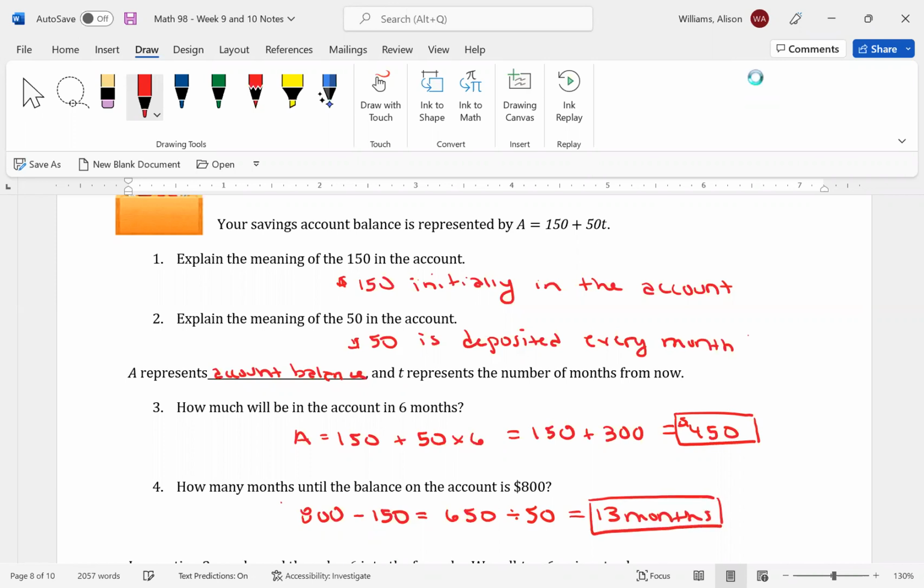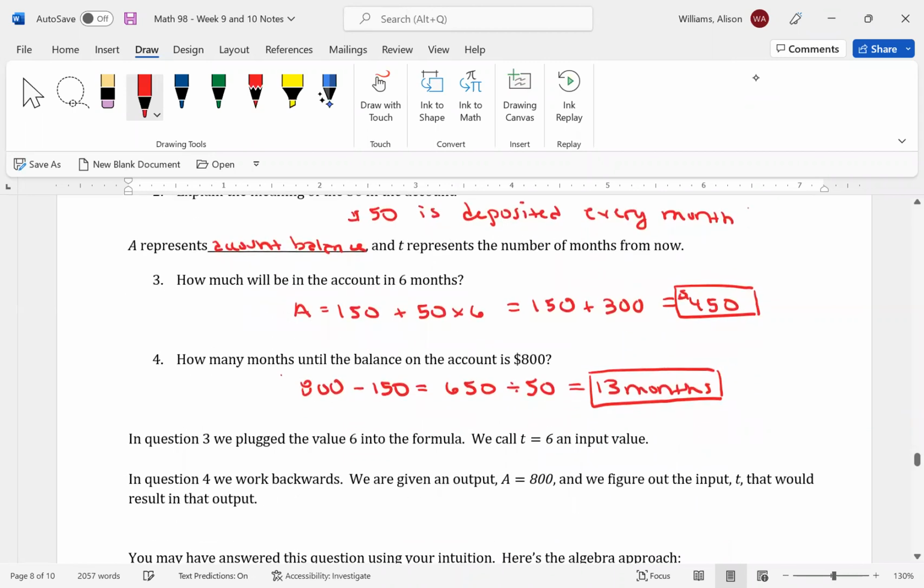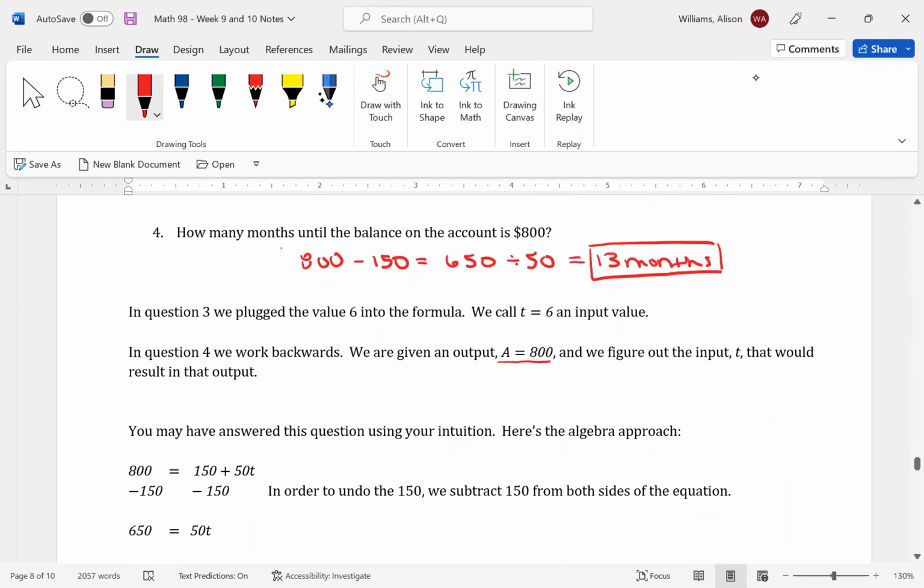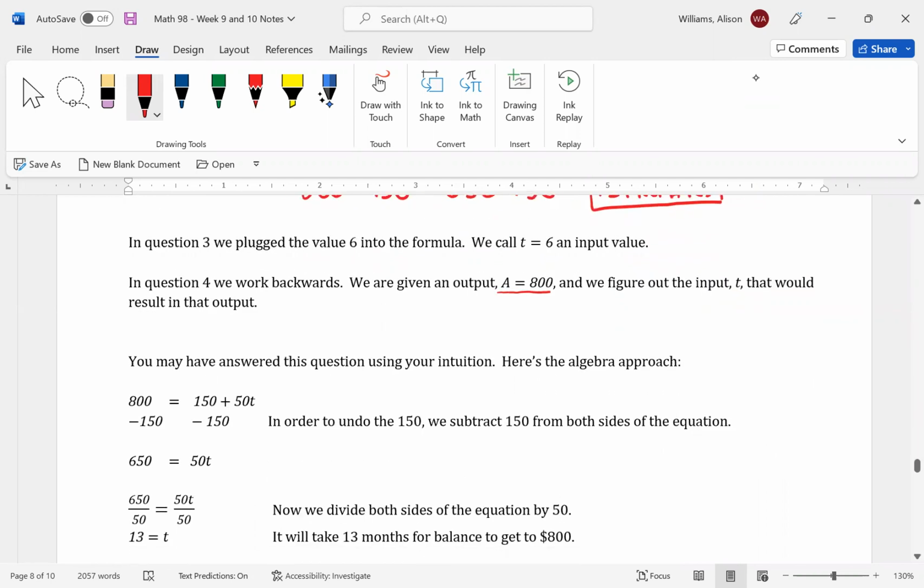But there's another way to do this, which they're going to comment on. Working backwards, what we could have done was plugged in 800 for A in the formula, and actually solve the formula. So they're stepping us through it. They plugged in 800 and set it equal to 150 plus 50t. The first thing they do is subtract 150 from both sides of the equation, because we're taking out that initial 150 from the 800. But in algebraic terms, we subtract anything that's added to the part that has the variable.